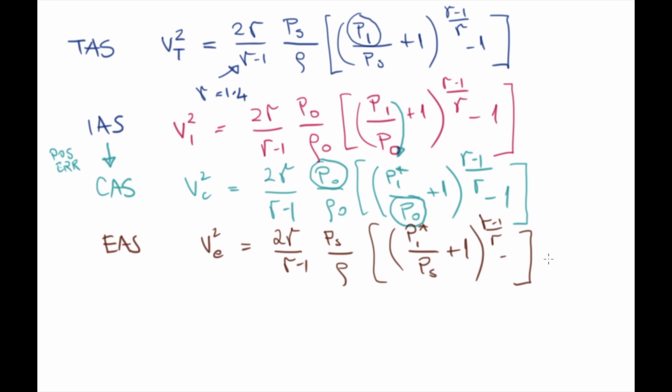And now this is pretty close to the true airspeed. The only difference being that we still have this rho 0 instead of rho. So we can express that by writing the true airspeed simply as the equivalent airspeed divided by the square root of the ratio of those two densities, which is sometimes denoted by sigma.